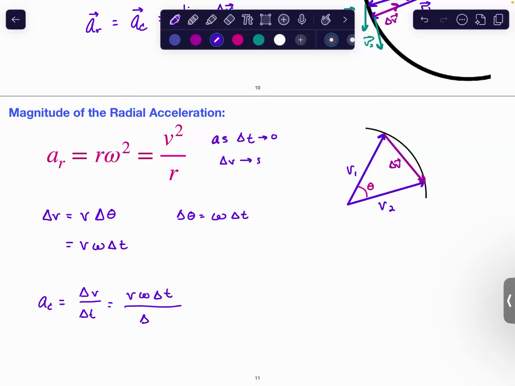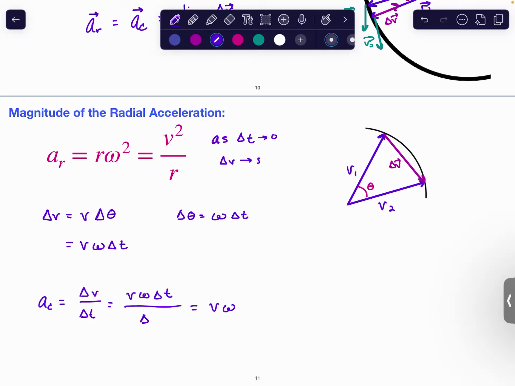I think I did something messed up here. Give me a second. Oh, okay. So then we're going to get V times omega. One of my V's looked like an R. That's why.